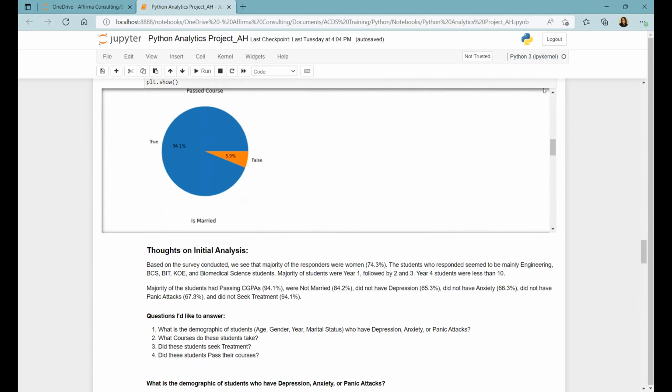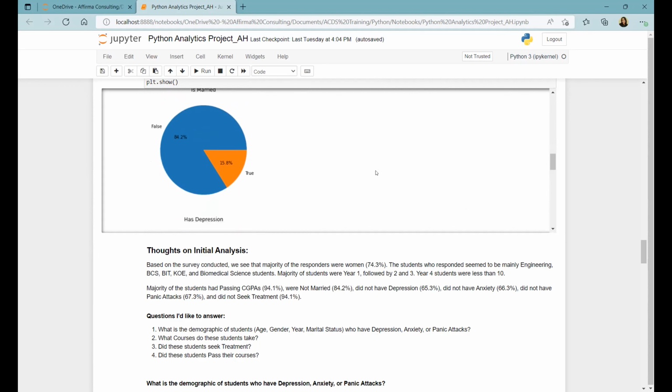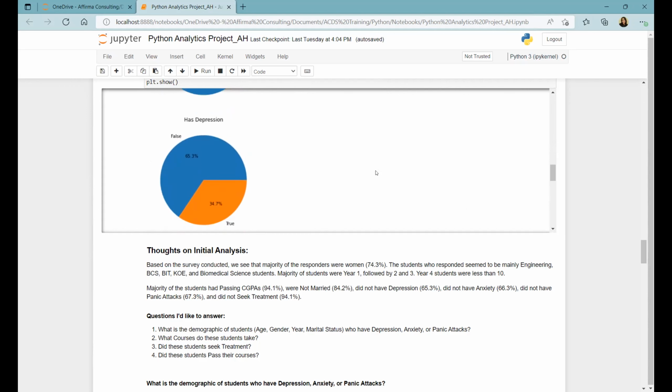And then we have whether or not they passed their courses. Majority of them passed their courses. Majority were not married, which made sense. I think most college students, depending on where you take the survey, will not be married. Wasn't your data kind of capped at like 24, 25 years old? Yeah. So nobody gets married that young anymore. Come on. Yeah, exactly.